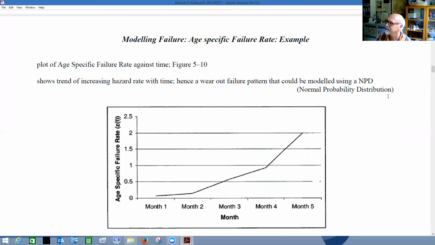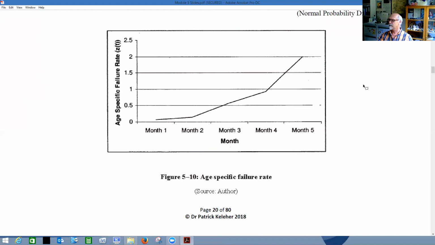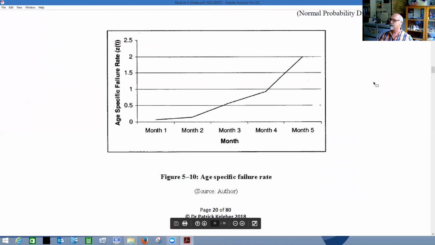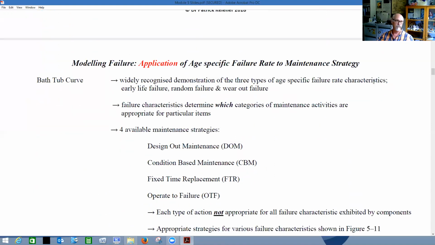So if we plot that out, you end up with this interesting curve. But as you can see, over that 5-month, 6-month period, it shows a trend of increasing hazard rate with time, hence a wear-out failure pattern that could be modeled using, say, a normal probability distribution. So again, a manufacturer might give you this kind of information for a particular filter, piece of equipment, etc. So you're able to start looking at that, and it gives you a good starting point for doing your maintenance planning and your maintenance scheduling.